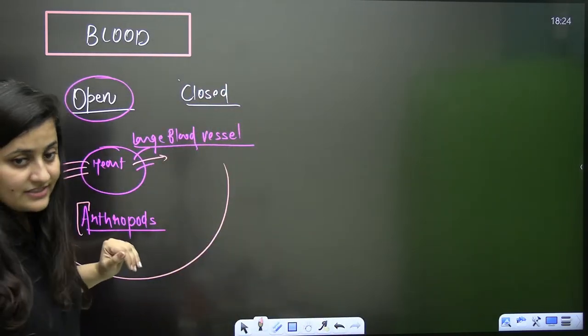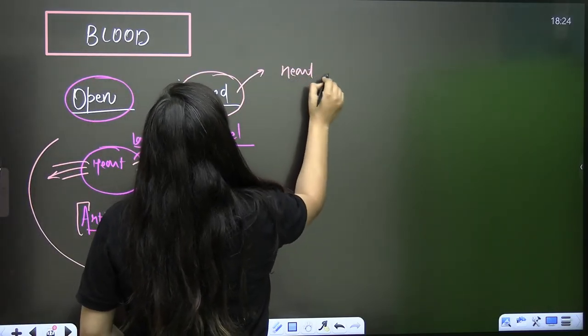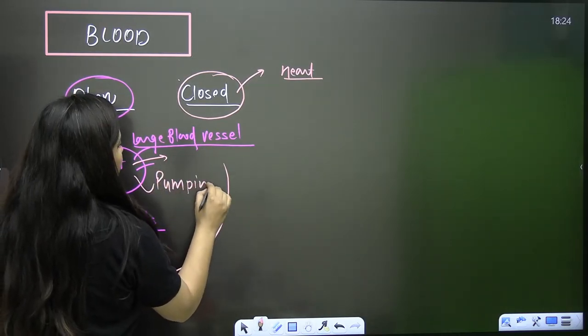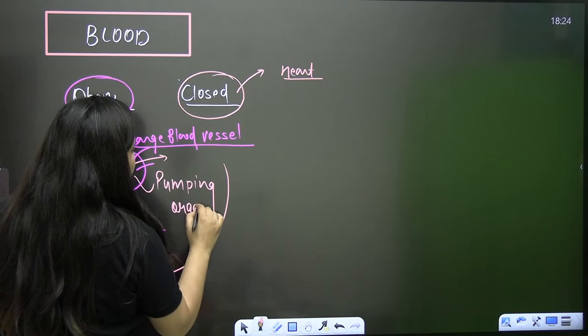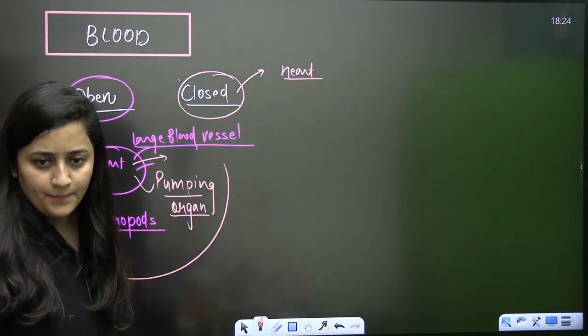Now come to the closed circulatory system. Here, yes, the heart is there, and the heart is required as well. Why? Because it is a pumping organ. Are you getting my point? It is a pumping organ.